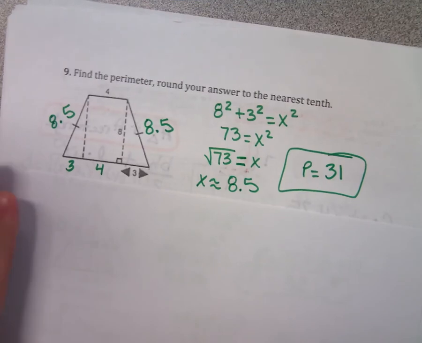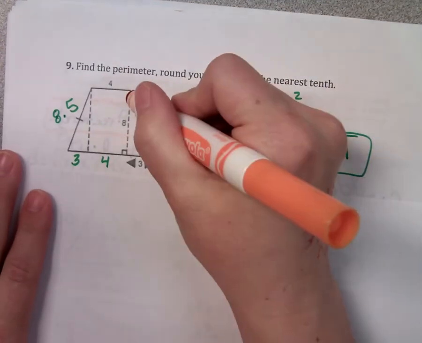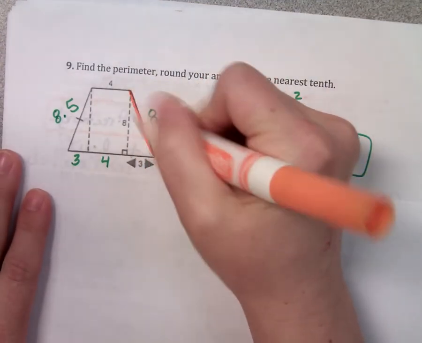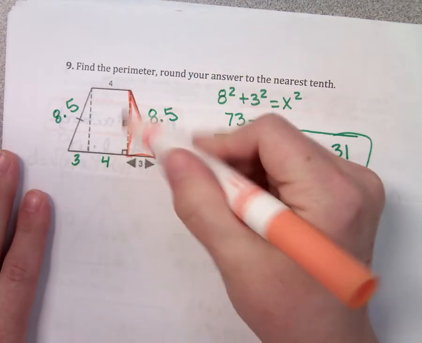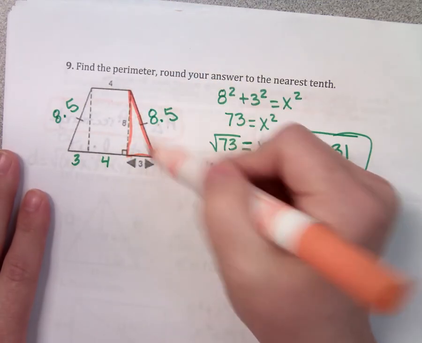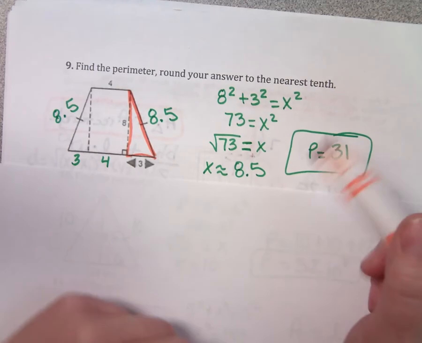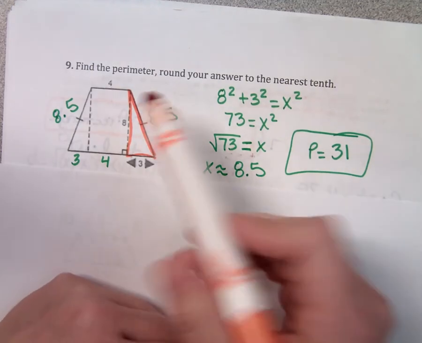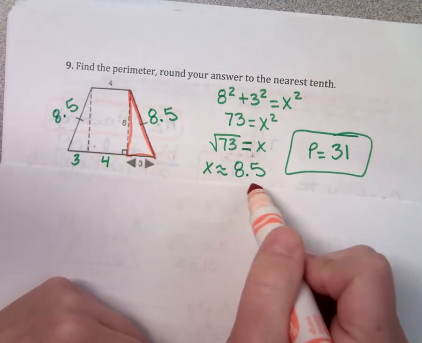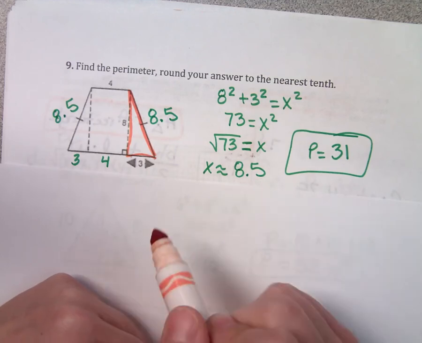Okay, let's move on to number 9. Number 9 is asking about perimeter. And so I had to use Pythagorean theorem in order to figure out this length right here. So I did 8 squared plus 3 squared is x squared. And I found my diagonal piece to have a length of about 8.5.